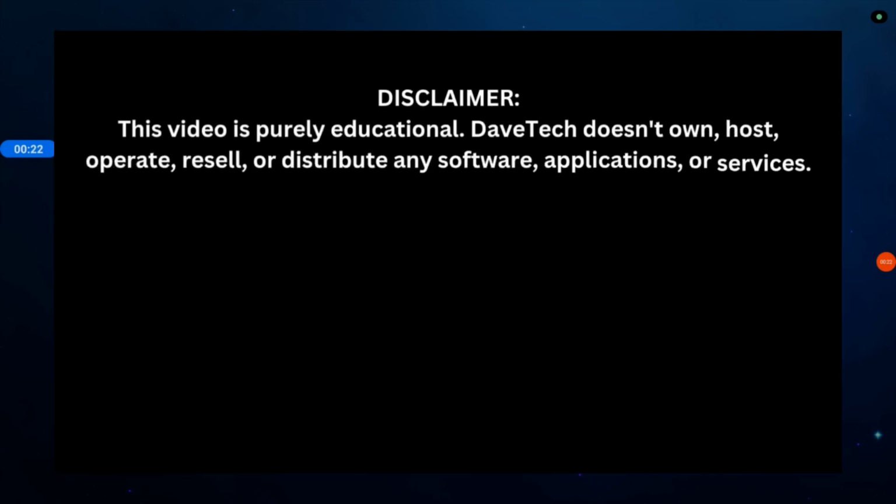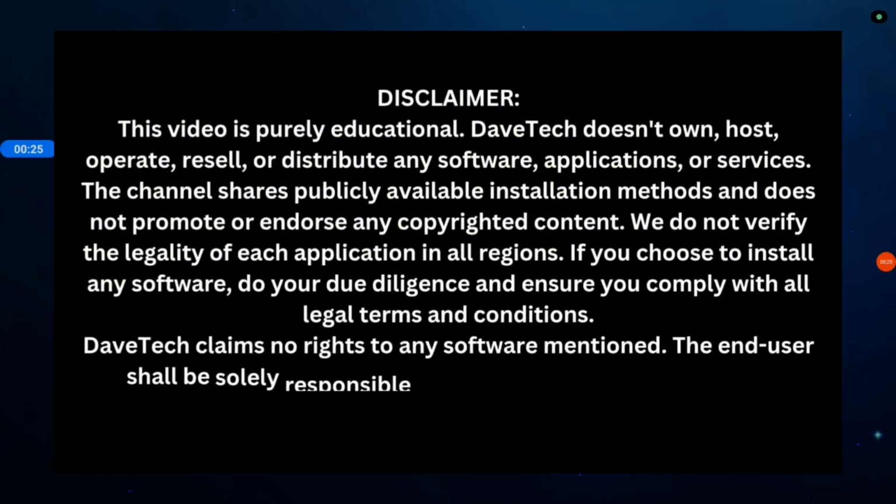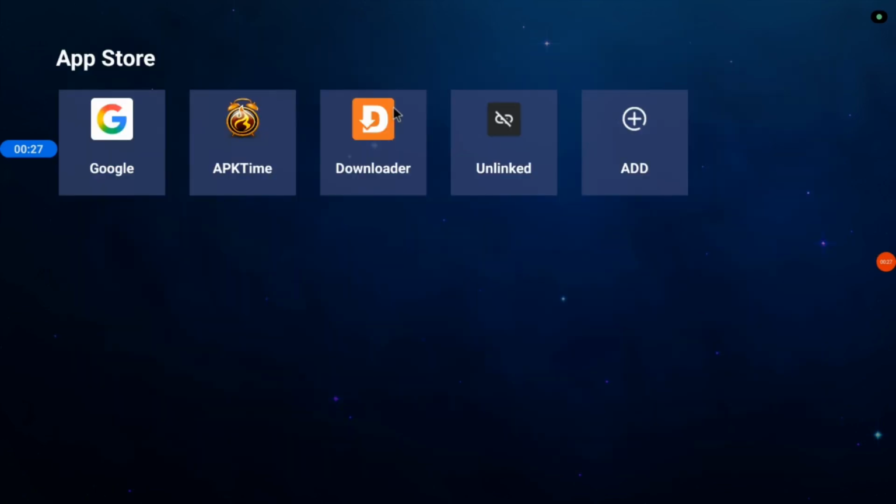So, head over to your apps, open your Downloader application. If you do not have this yet, that's alright. I want you to go down in the description below. Click the link I've linked down to show you a tutorial that will teach you exactly how to get this app into your Android TV.